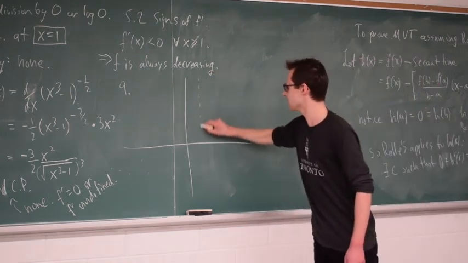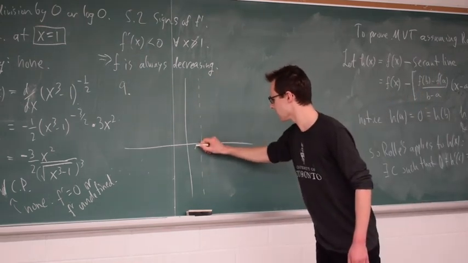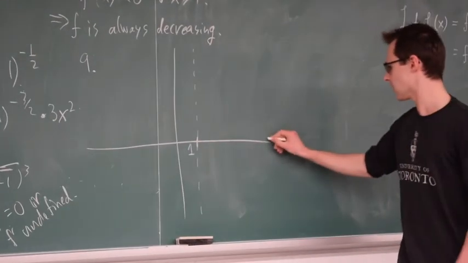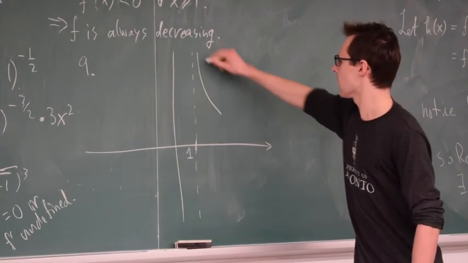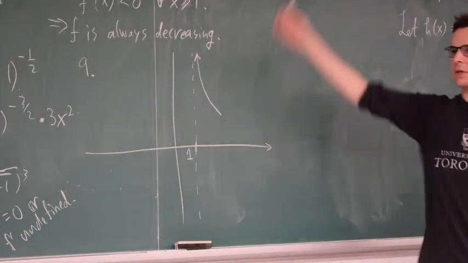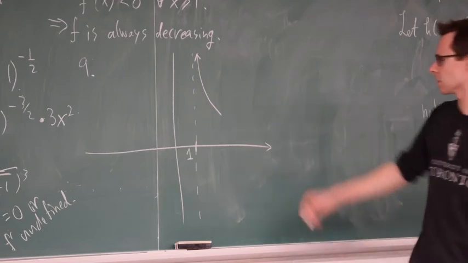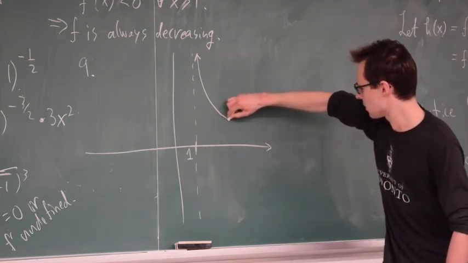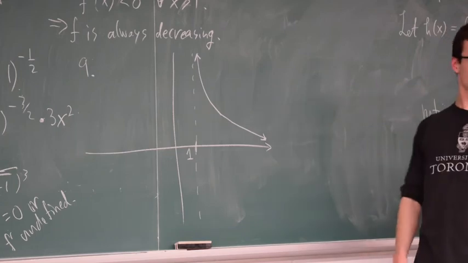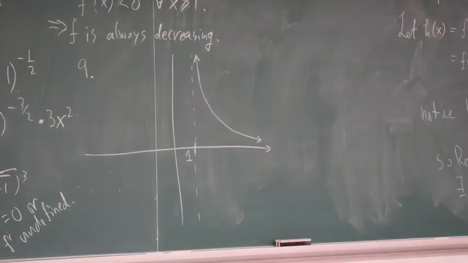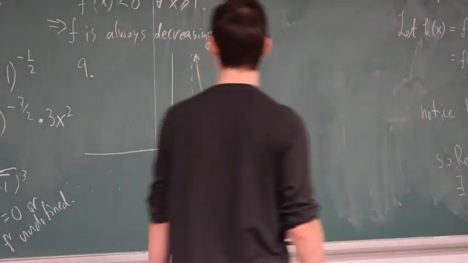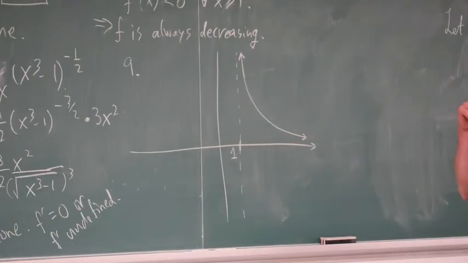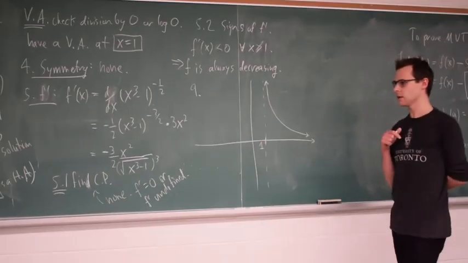We have a vertical asymptote, okay, right here at 1. We have a horizontal asymptote at 0. The function approaches the vertical asymptote like this, all right? We know it's decreasing the whole way, okay? There we go. There's the curve. Now make sure that you don't make a silly algebra error and then mess everything up. So then you'll know. In this case, again, there's only one way to draw this graph, okay?